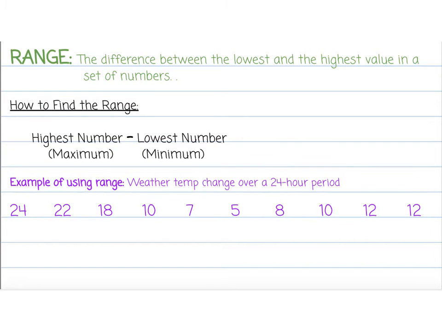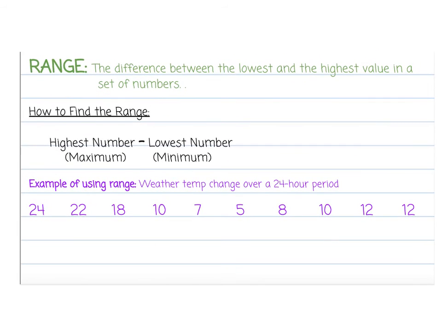Okay, the next thing is the range. This is the difference between the lowest and the highest value in a set of numbers. So how do you find the range? You take the highest number, or the max, and you subtract the lower number, the minimum. So looking at this example of using range, finding the weather temp change over a 24-hour period.